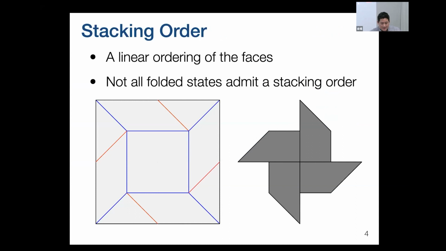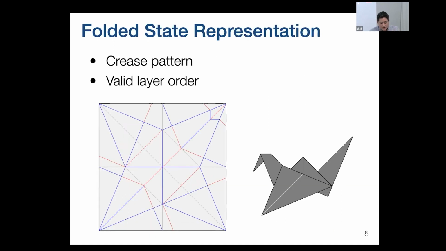So the question then remains, how do we represent such a model if I can't tell you an ordering of the faces? How do I communicate to someone else the exact folded state that I'm interested in? Here I'm calling the left picture a crease pattern, and the right picture a folded state of that crease pattern. And single crease patterns can admit multiple folded states. So we need some kind of representation of a folded state that is more than just the crease pattern, because the crease pattern does not uniquely identify a folded state.